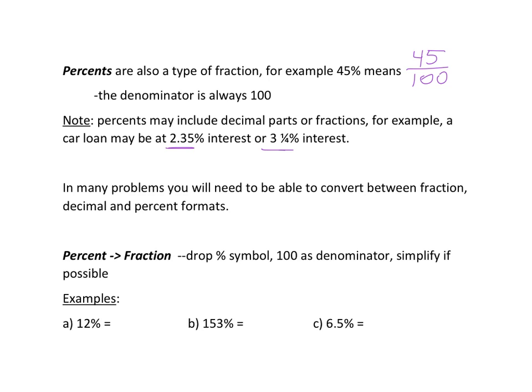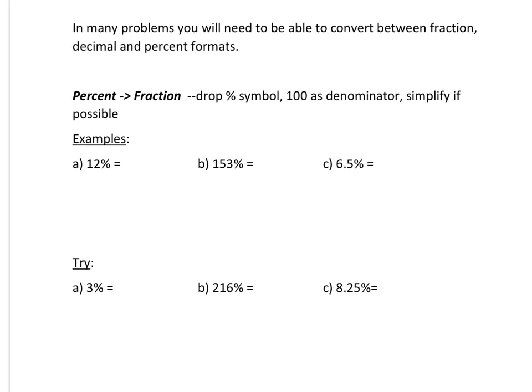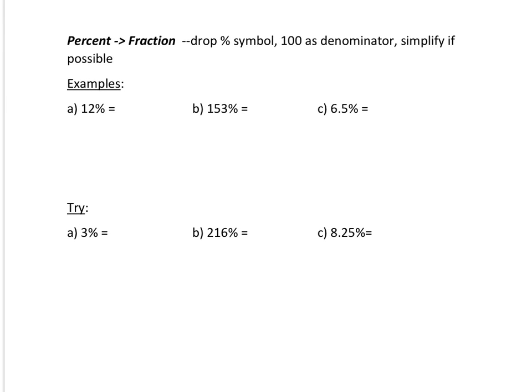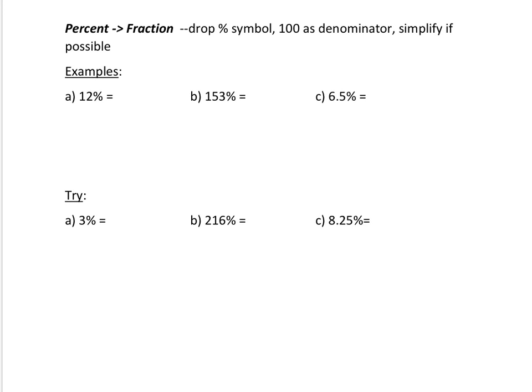In order to solve problems, you really need to be able to do a lot of converting between all three formats, fraction, decimal, and percent. So we're going to practice some of those now. In the first section here, we're going from percent to fraction, and the rule is drop the percent symbol, include 100 as the denominator, and then simplify the fraction if possible. So 12% becomes 12/100ths. And by factoring a 4 out of the numerator and the denominator, I get 3/25ths.